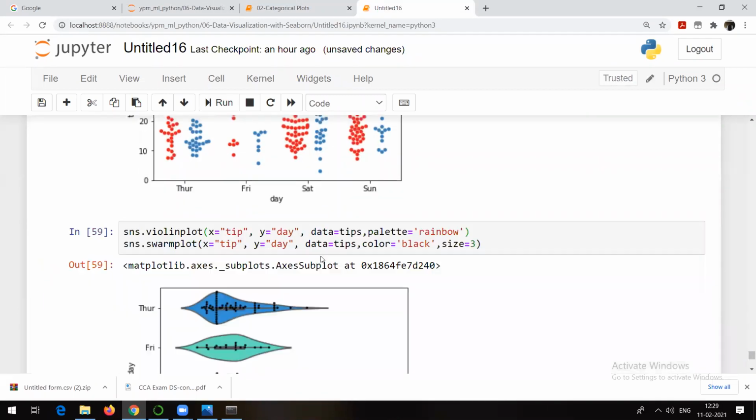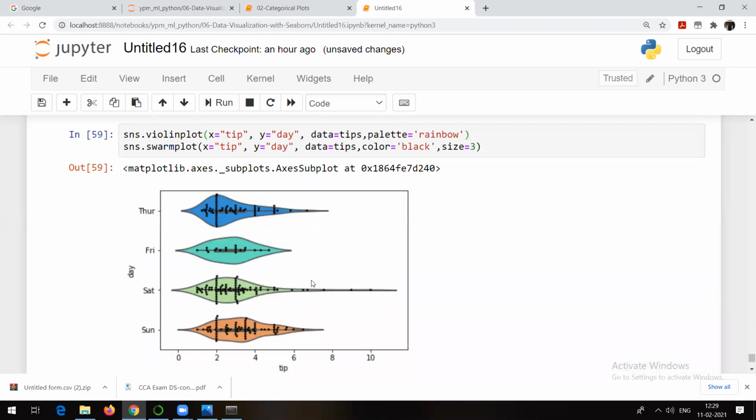So if I run it, you'll be able to see something like this, tip and day. That's why I said that in the case of a swarm plot, these things you are able to see are nothing but the distribution of the data. Many values are repeated many times. Obviously this is related to tip only, but you can see that between 2 and 4, most of the values are repeated.